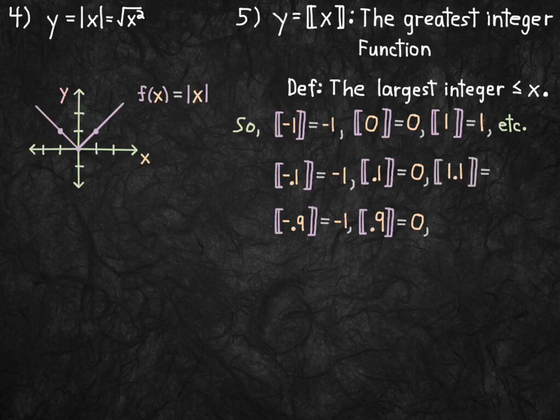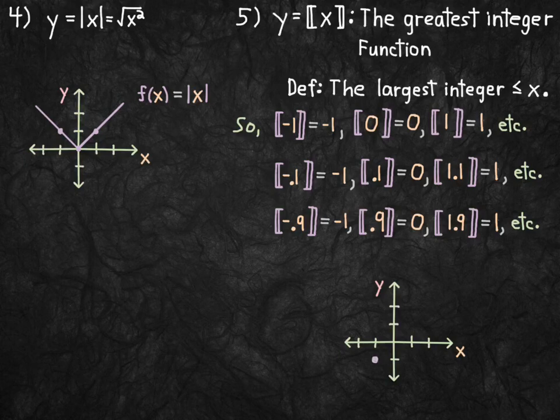What if it's 1.1? What would that be? The largest integer less than or equal to 1.1 would be 1, yeah? 1.9 would also be 1, etc. Okay? So you have to understand that.